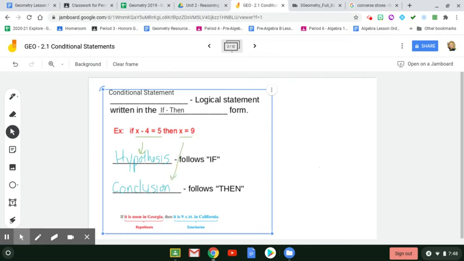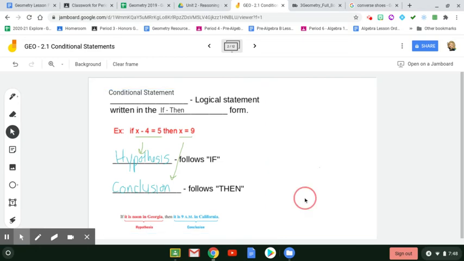And another example, this one is not involving math. These conditional statements don't just have to be about math, they can be about anything. If it's noon in Georgia, then it's 9 a.m. in California. So following the word if, it's noon in Georgia, is the hypothesis. Then it is 9 a.m. in California would be the conclusion.